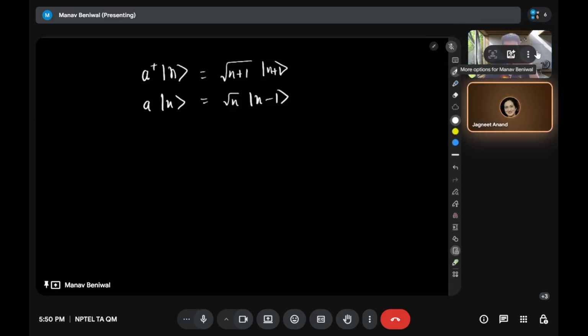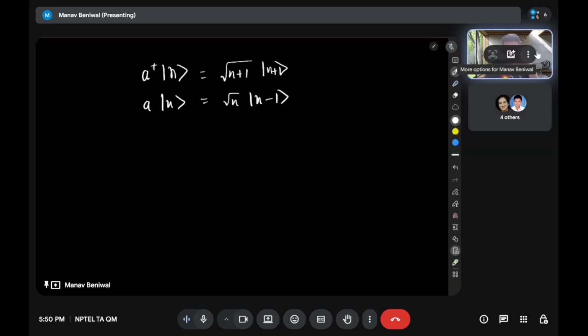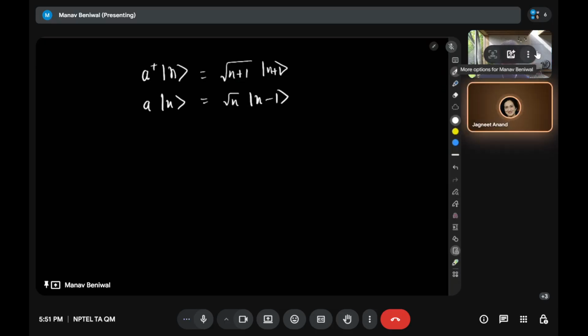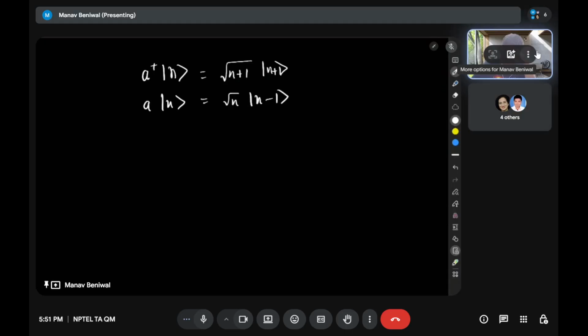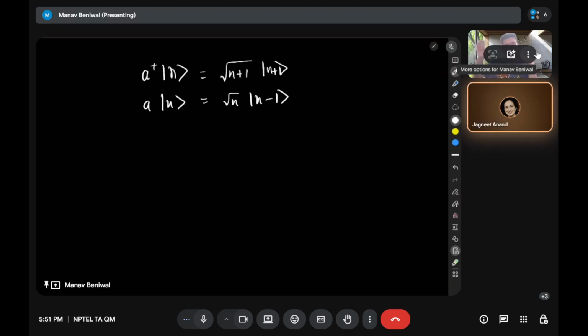How to find the eigenstate? This is not an eigenvalue equation. Okay, you want to find out the eigenstates. What would be the eigenvalue equation for A plus and A minus? Okay, that I have to check. I cannot recall right now. Maybe in the next class. Yeah, sure, in the next class.